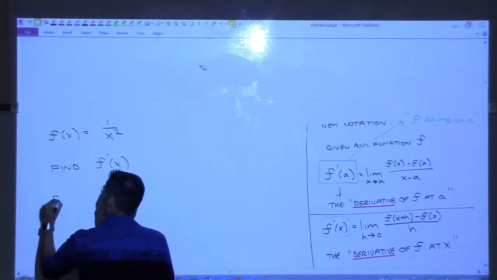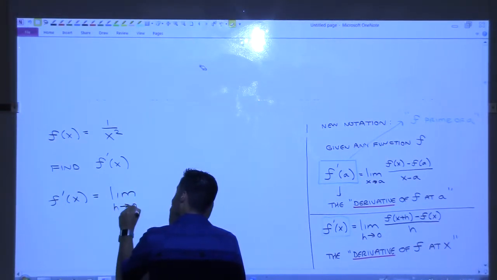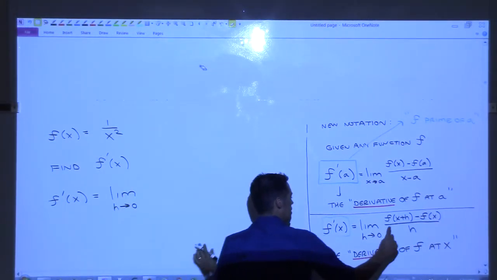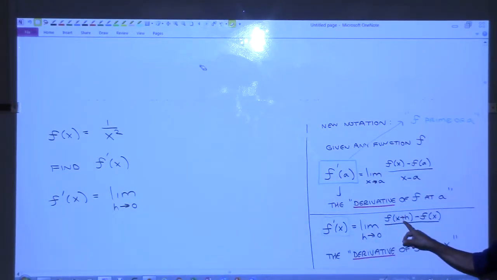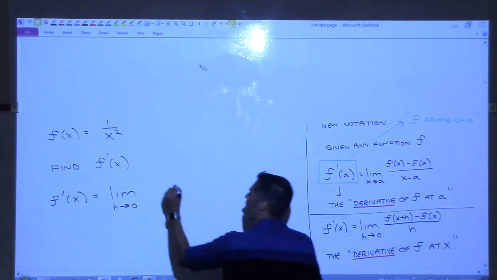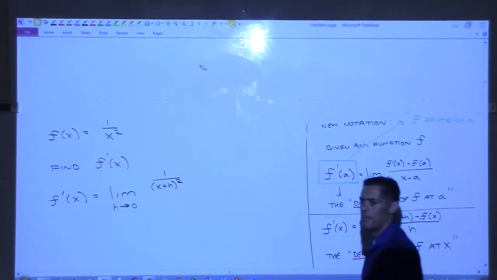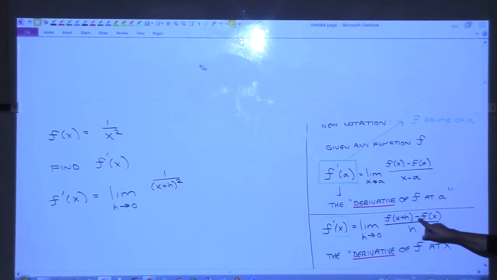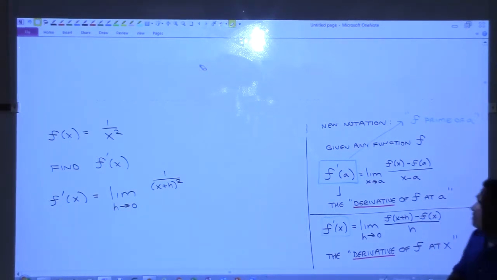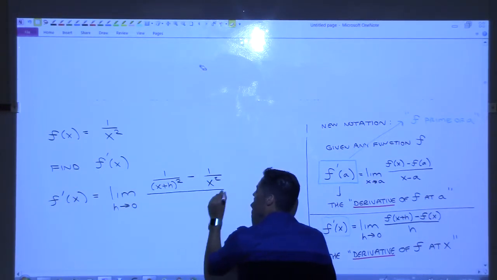So I'm just going to go to the formula right here. So this is f prime of x equals the limit as h approaches 0. Okay, so we need to figure out what f of x plus h is. So what is f of x plus h here? We're going to take our function and replace x with x plus h. So we should have 1 over the quantity x plus h squared, right? And then I need to subtract from that f of x, which is just going to be 1 over x squared. And then divide all of that by h.